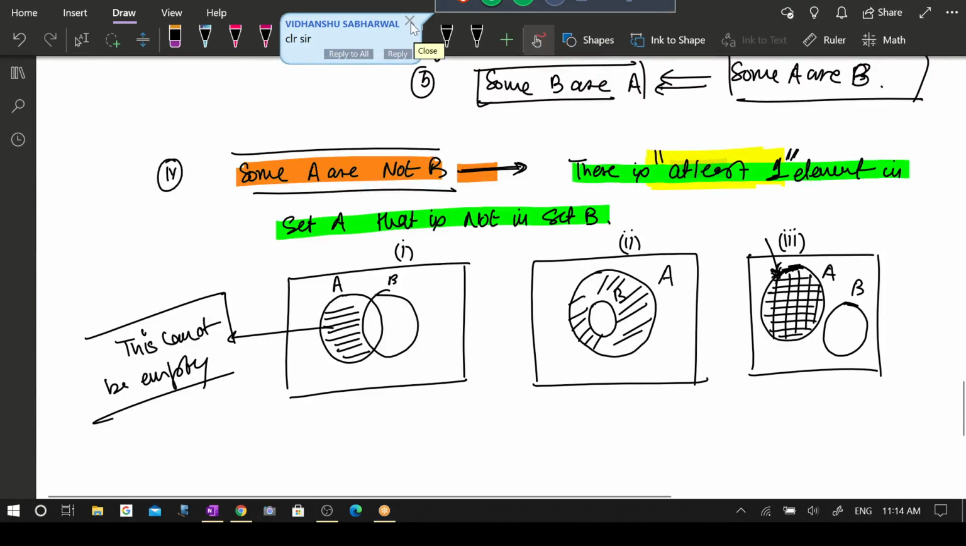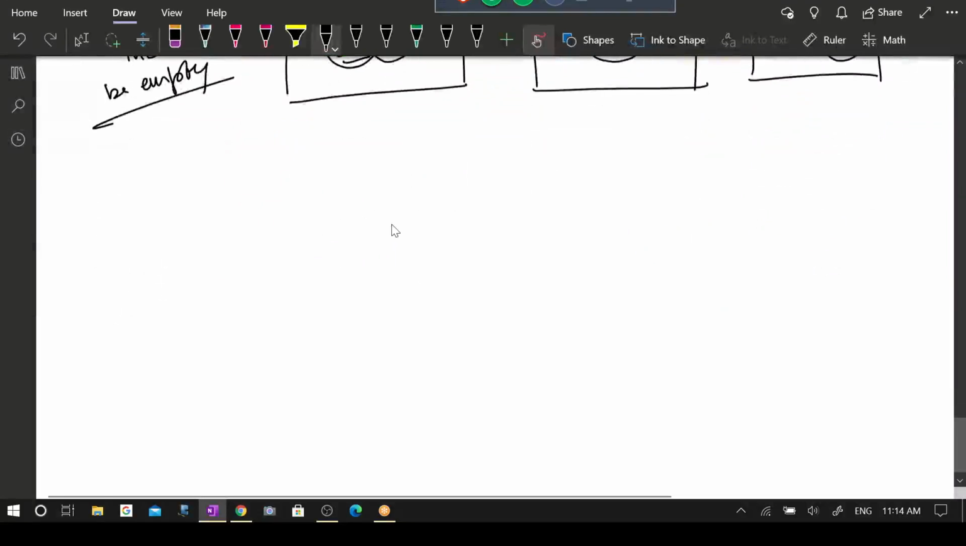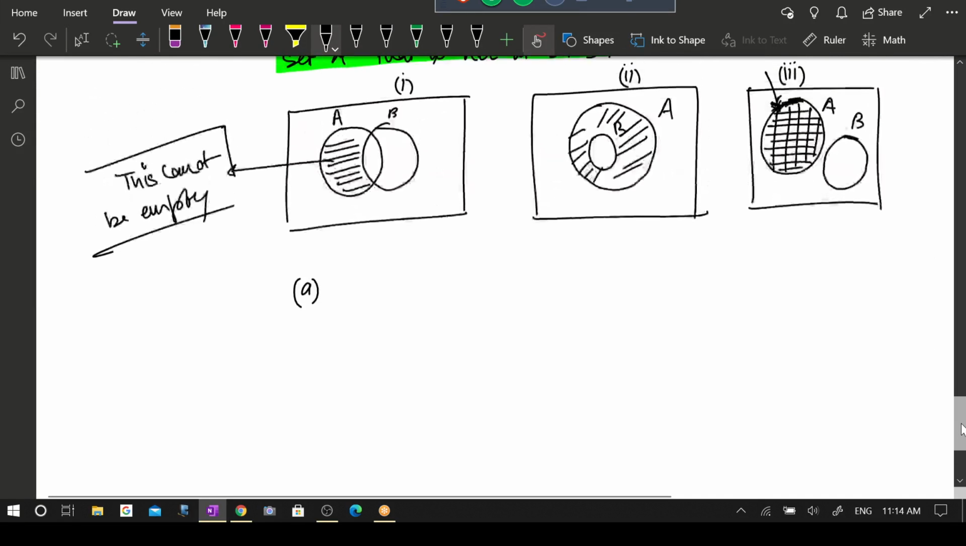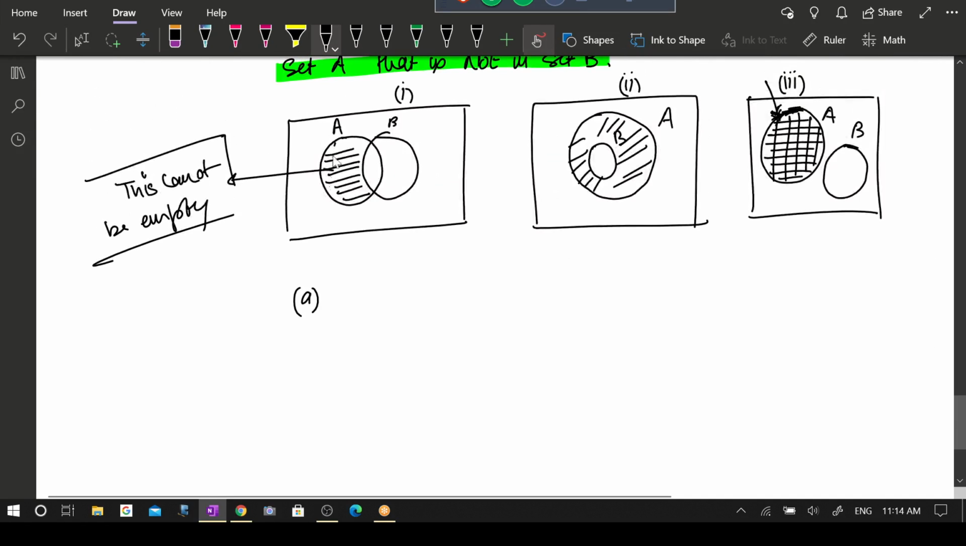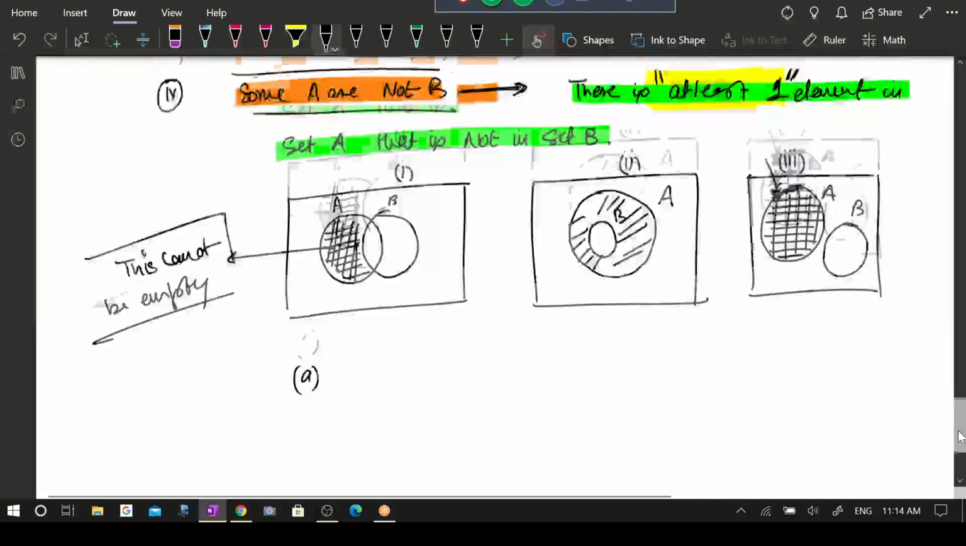Good, guys. So now let's talk about results. First, we know that A cannot be empty. I have written that set A cannot be empty. This was important, isn't it? So I say this cannot be empty. This is a really important aspect. And then the definition itself, that's the reason we have done set theory: there is at least one element in set A that is not in set B.